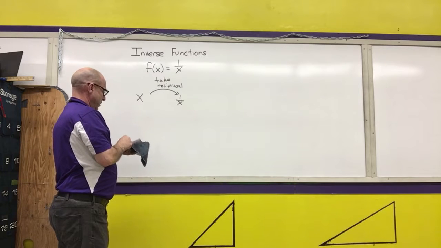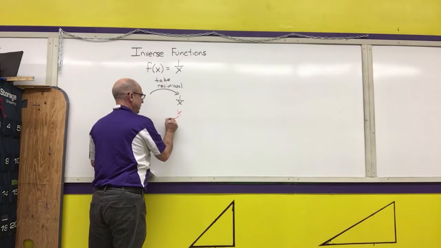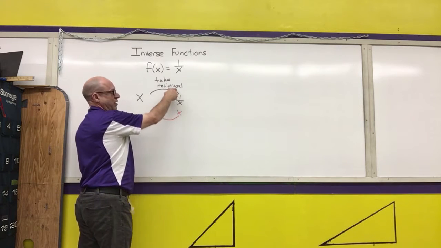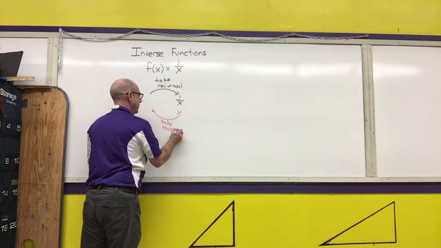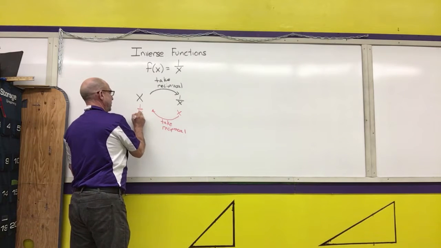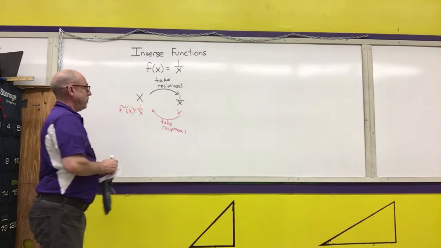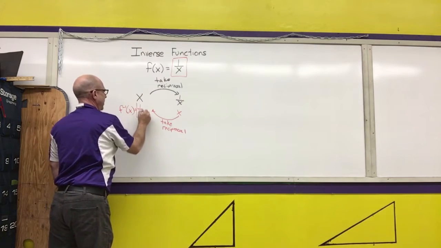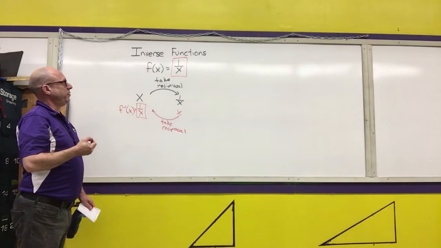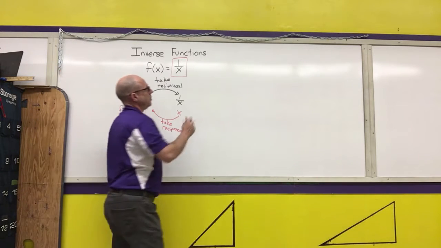Well, if I want to undo that, I start with x going this way. Well, how do you undo taking the reciprocal? Well, you are going to take the reciprocal. And I get 1 over x. I'm going to call that f inverse of x. Well, notice that, hey, 1 over x and 1 over x, I got the same thing. So let's see if those actually are inverses of each other by composing them.